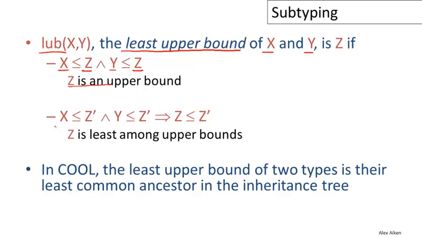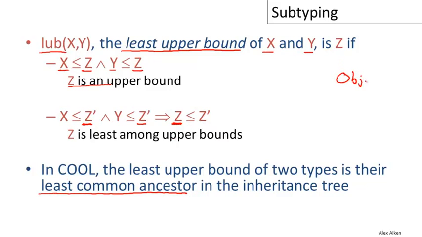So what this line here says is that if there is some other z prime that's bigger than x and y, well then z has to be smaller than z prime. So z is the least, the smallest of all the possible upper bounds of x and y. And in COOL and in most object-oriented languages, the least upper bound of two types is just their least common ancestor in the inheritance tree.